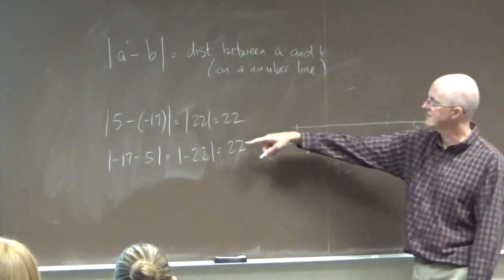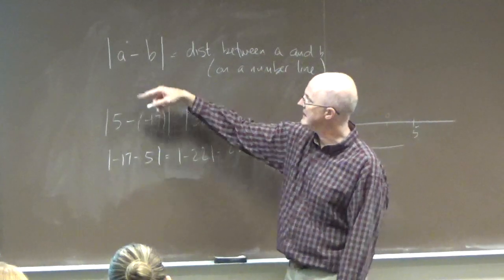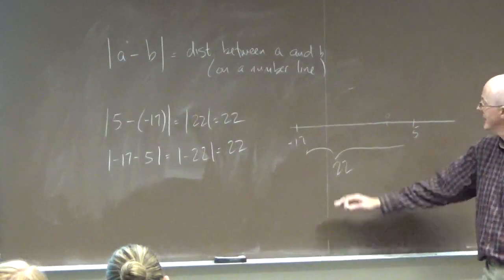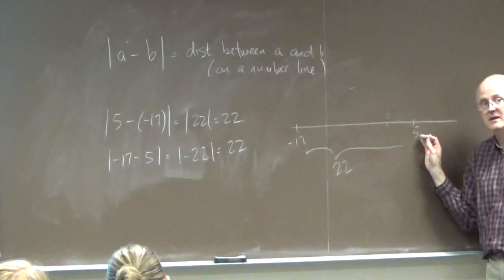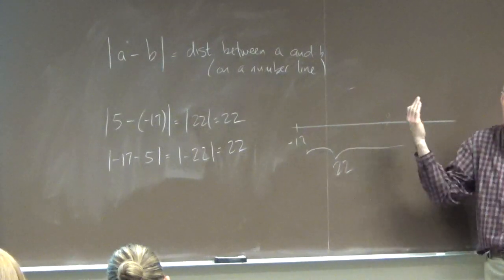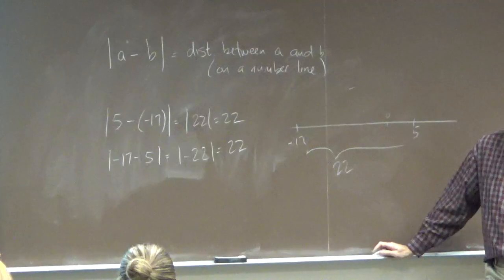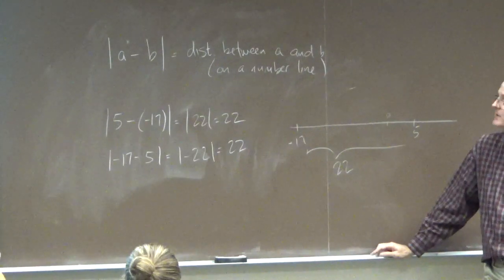Either way you write it, a minus b or b minus a, it still represents the distance between a and b on the number line. And again, you can make your number line horizontal, you could make it vertical. You could even make it slanted for all you care. We don't do that, but we could. It still represents that distance.